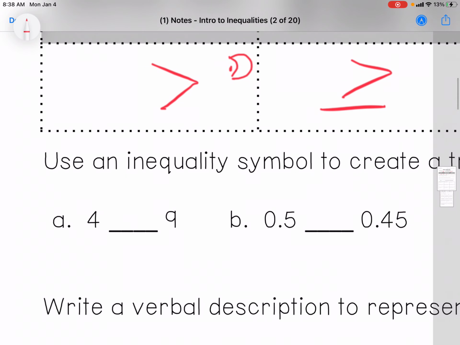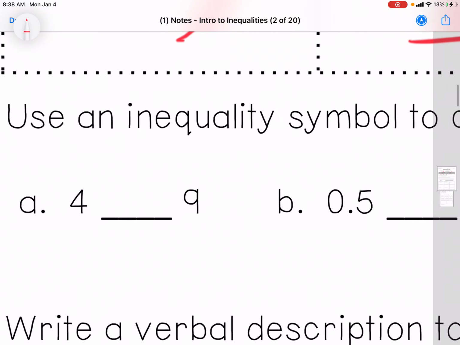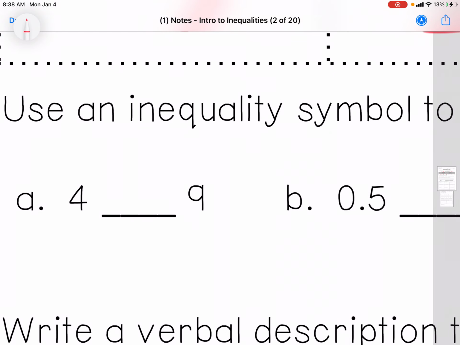All right, so use an inequality symbol to create a true statement. So is 4 greater than, less than, or equal to 9? Well, we know that 4 is less than 9. So we know that 9 is greater than 4. How do I know which way to put it? Well, like I said, it's a Pac-Man, and he eats the bigger number, okay? He is greater than. All right, let's go to the next one.